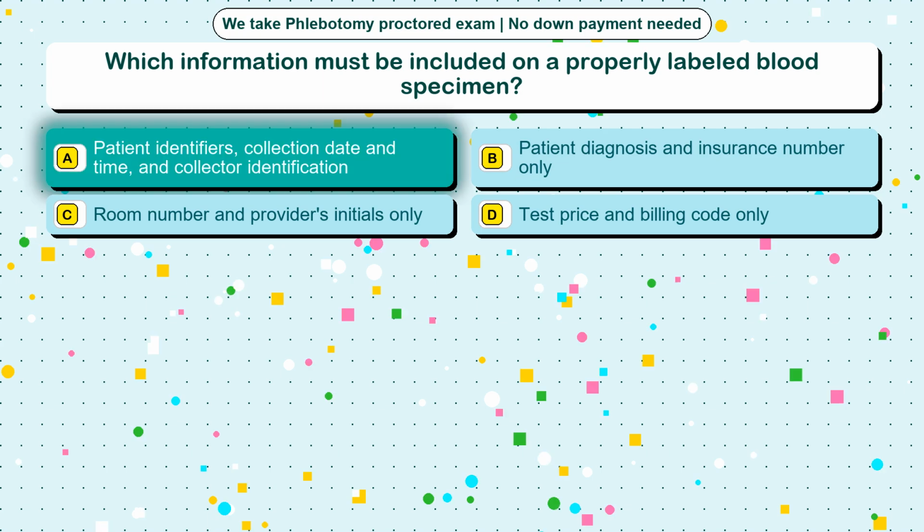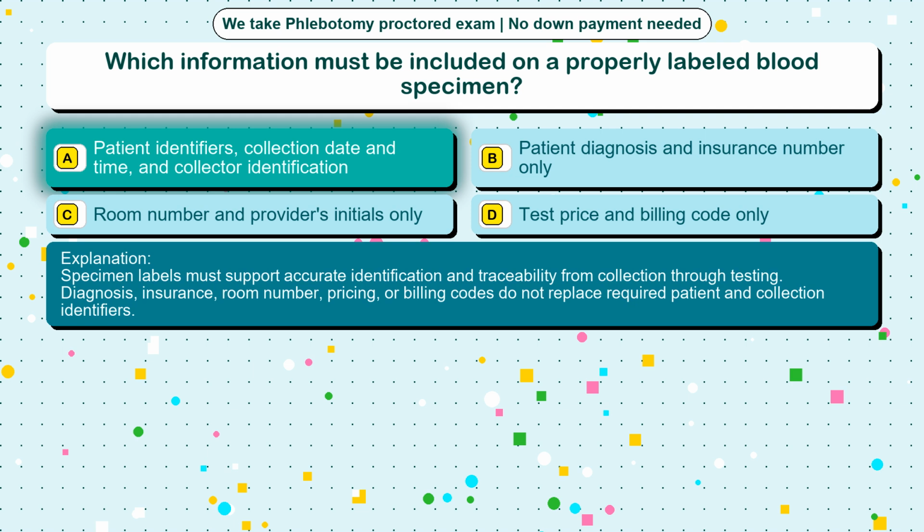The correct answer is option A. Patient identifiers, collection date and time, and collector identification. Specimen labels must support accurate identification and traceability from collection through testing. Diagnosis, insurance, room number, pricing, or billing codes do not replace required patient and collection identifiers.